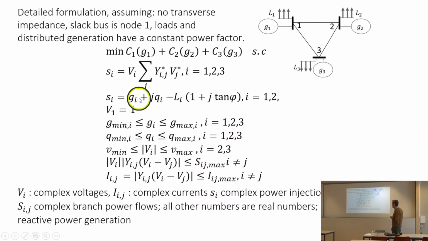Then we have the constraints on the capabilities. G, the active power and the reactive power are assumed to be within the bounds that are given. The module of the voltage should be also less than minimum and maximum value. The current that flows on line IJ, which is given by the voltage difference times the admittance matrix, should be also given by this maximum ampacity limit. And here, the apparent power limit also is given here.